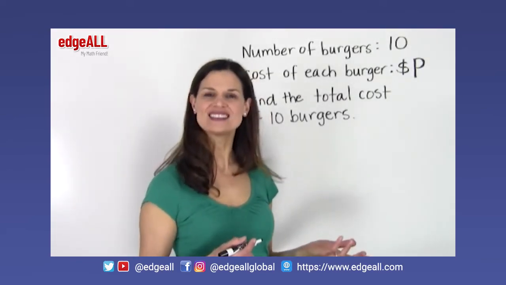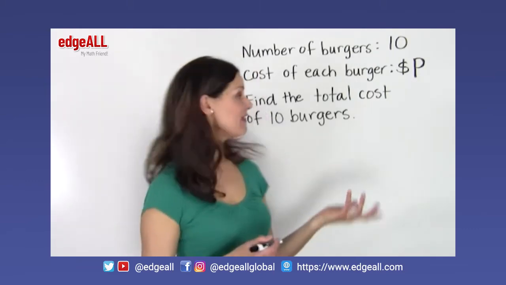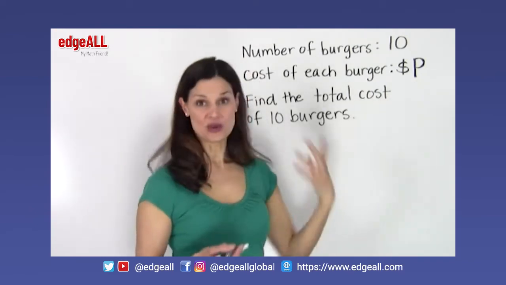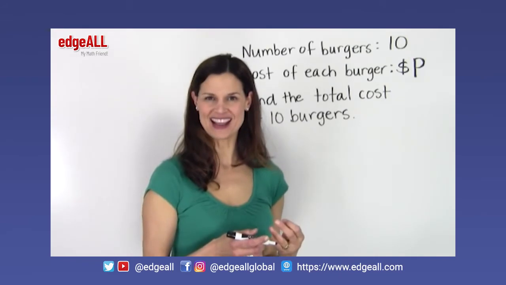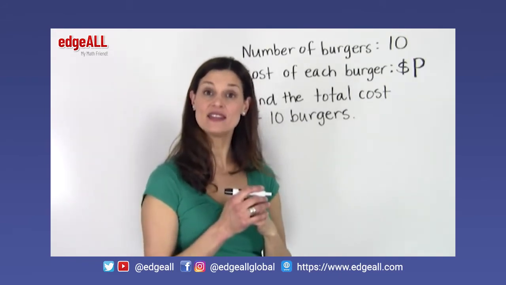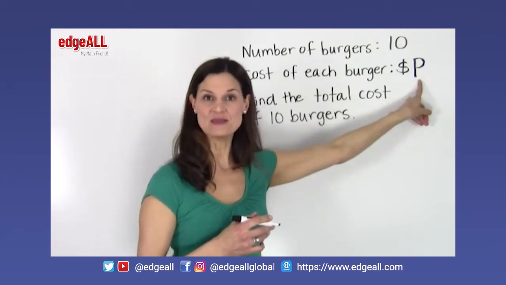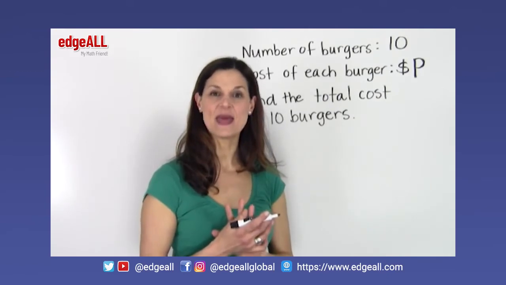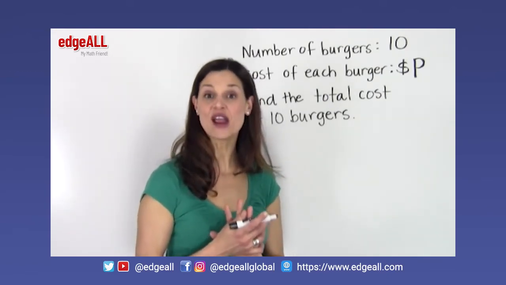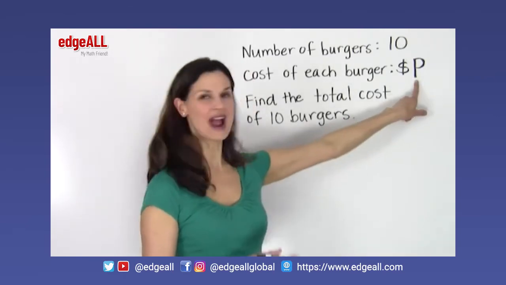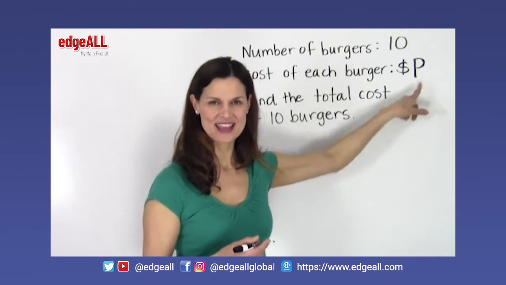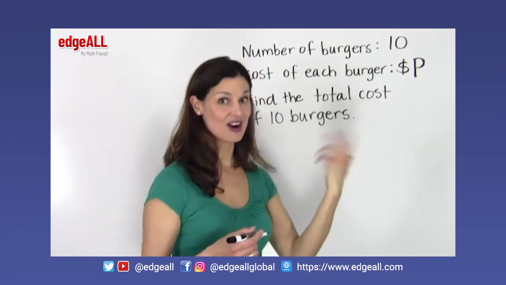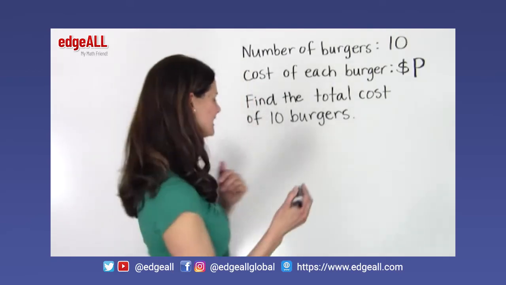So if the real cost of one burger is $10, then the value of P is $10. If the real cost of one burger at the restaurant that I go to is $5, then the value of P becomes $5. It's very important to understand that P is the name or the variable for the price of one burger. Now, if we're working towards finding the total cost of our 10 burgers, then we are going to write a little equation here.